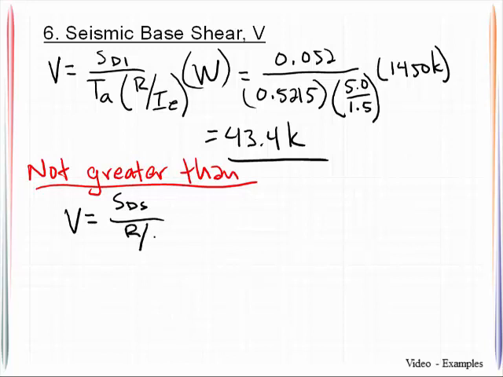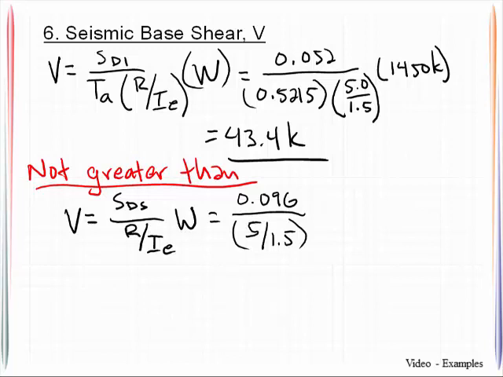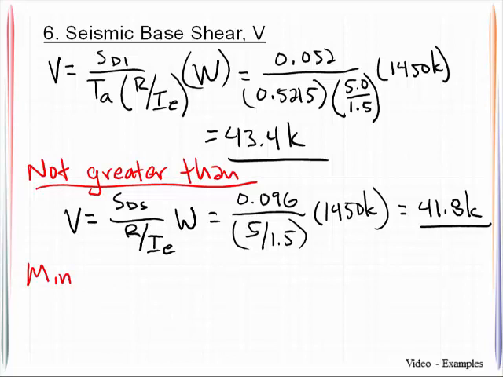Divided by R, and that quantity is divided by IE, multiplied by our total weight, which is that W. So let's check this one out. 0.096, I'll divide by 5, divided by 1.5, multiplied by 1450 kips, and this will work out to be 41.8 kips. Now that's a not greater than, but there's also a minimum that we need to check.